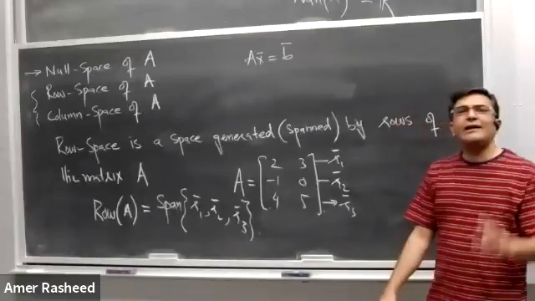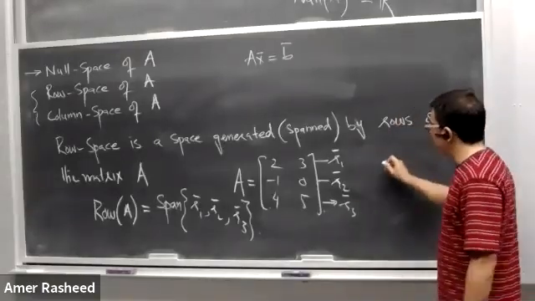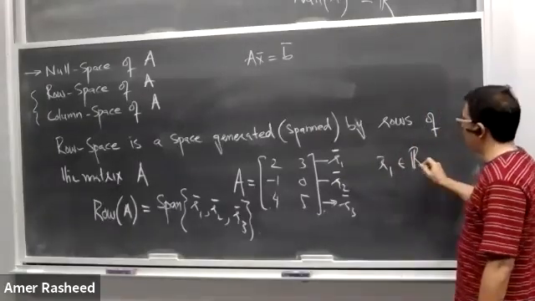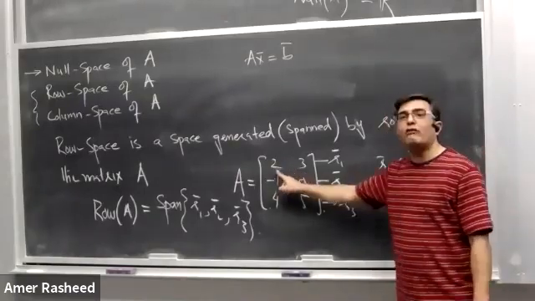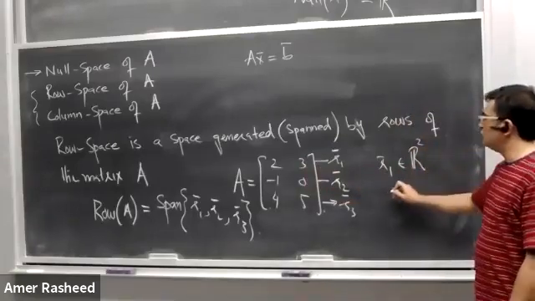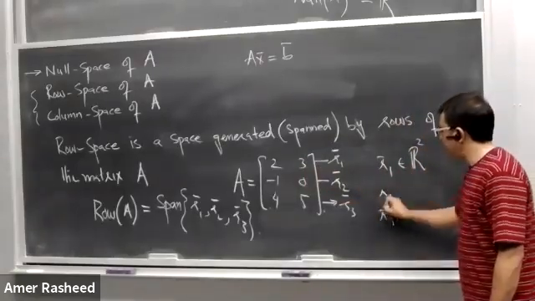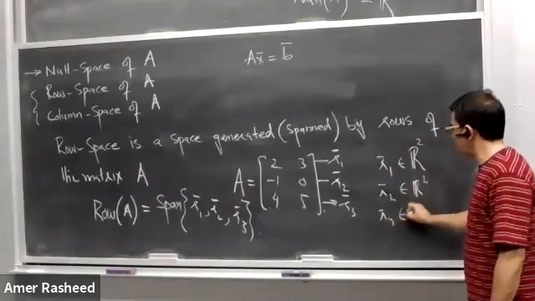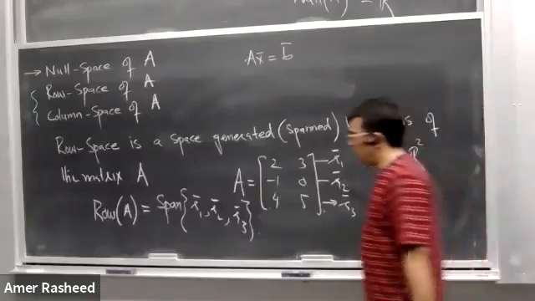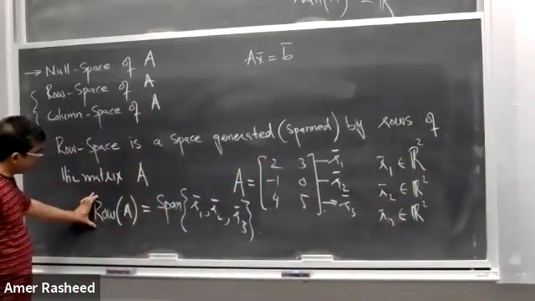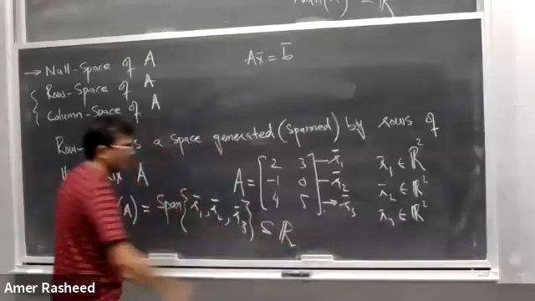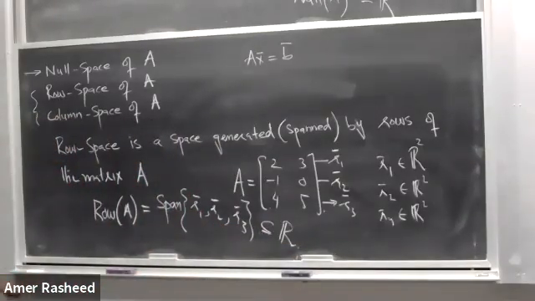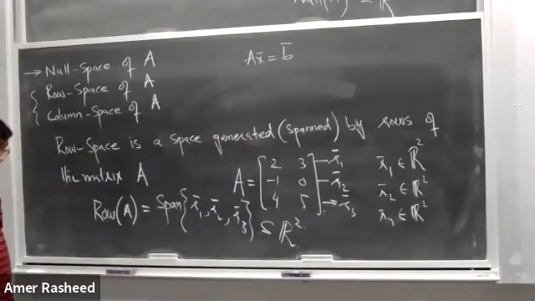So it means every row vector R1 belongs to what? Belongs to R2, because R1 has 2 components. It's a row vector, so it must belong to R2. Similarly, R2 and R3 belong to R2. So now, this row space of A should be a subspace of what? Anyone? R2. Yes.